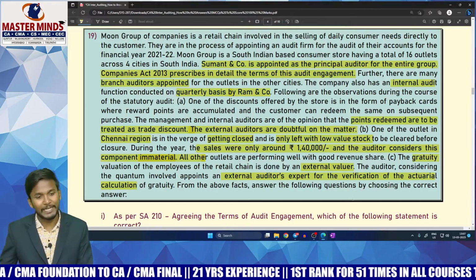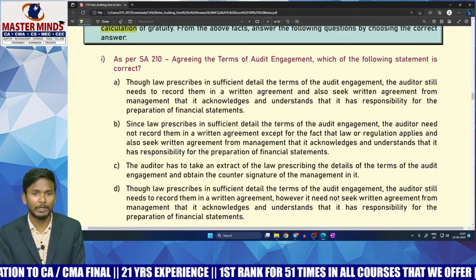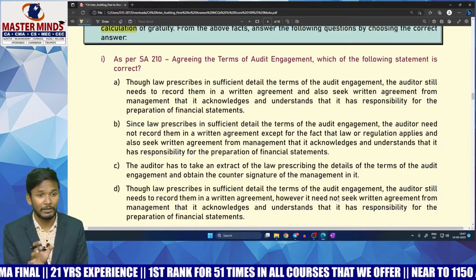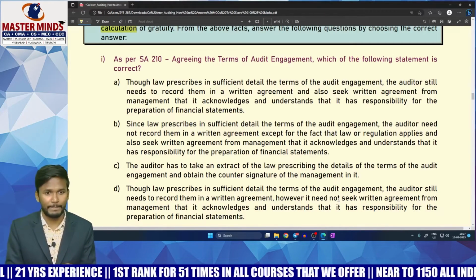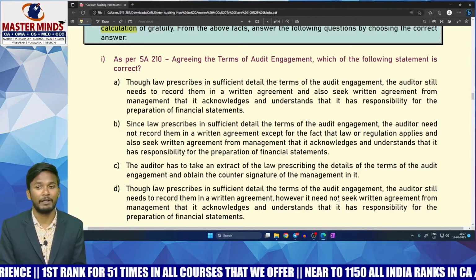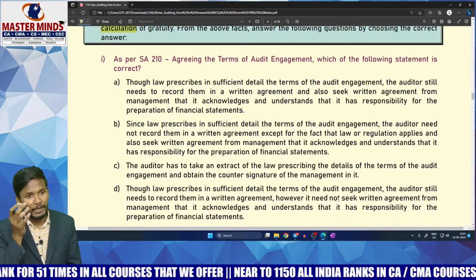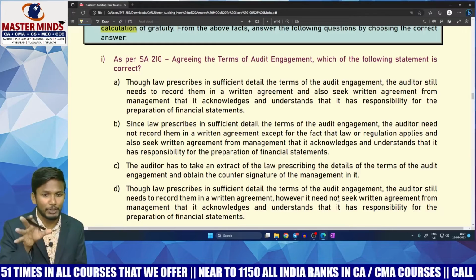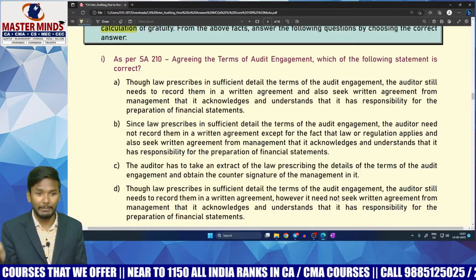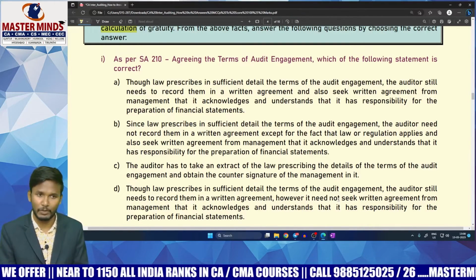Okay. Now let's try to enter into the questions, sir. Let's start one by one. Let's start. As per SA 210, agreeing on the terms of audit engagement, which of the following statements is correct? They're asking what? The case study is given. They're asking a question here. As per SA 210, agreeing the terms of audit engagement, which of the statements is correct? Oh my God. Even if you are not studying the case study, you will be in a position to easily answer this question. But not all the questions. In the case study, there might be a possibility of 1 or 2 questions which maybe you can answer even without studying the case study.